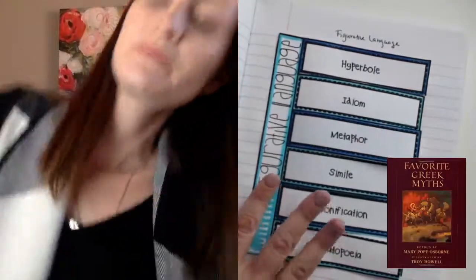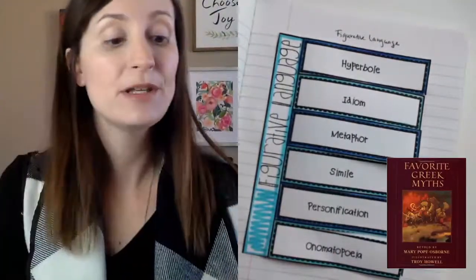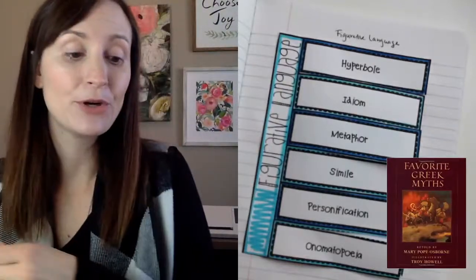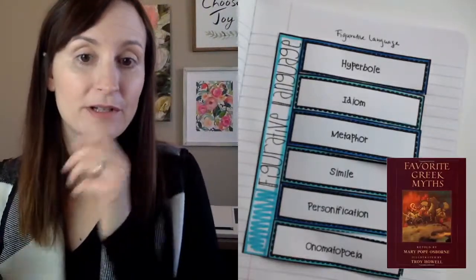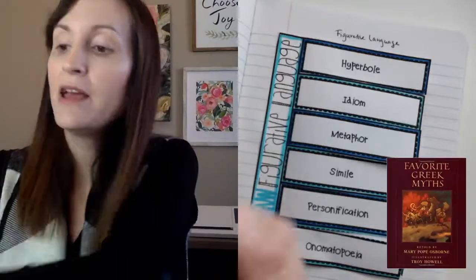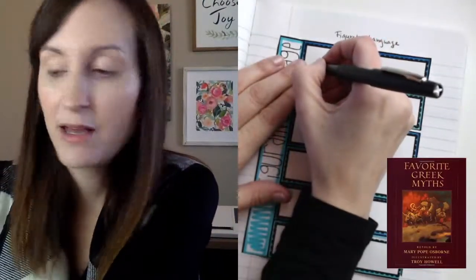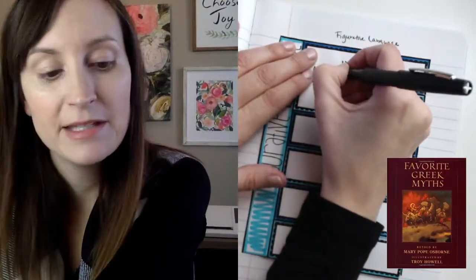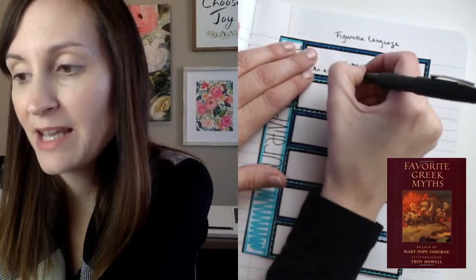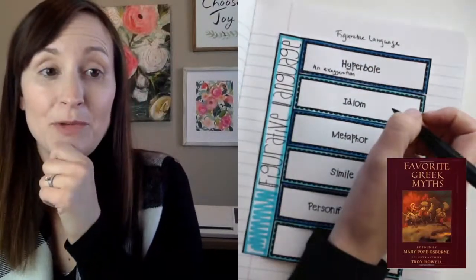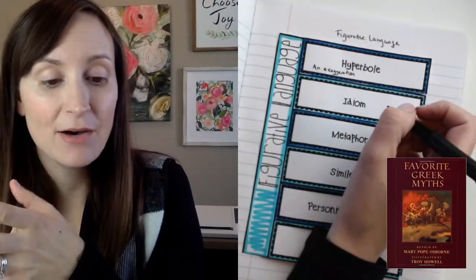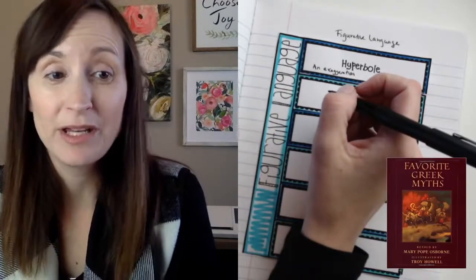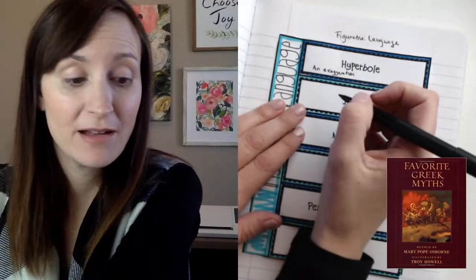Okay, so very simple. First thing that we do is we go over the definitions of each. So hyperbole, idiom, metaphor, simile, personification, onomatopoeia. So we do a very quick definition. And this is when I usually give them some examples. Sometimes we will get up and act certain ones out, but we're really going to be doing most of our content when we read our book. We're going to be looking for that content in there.